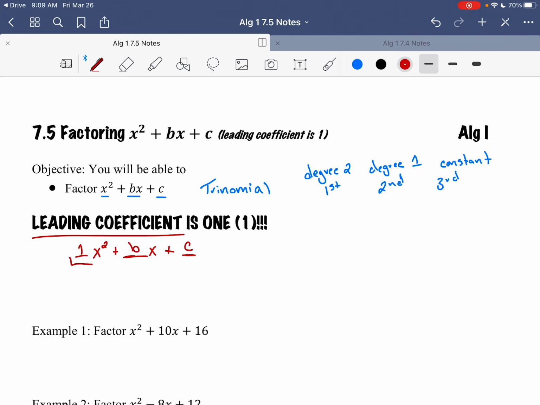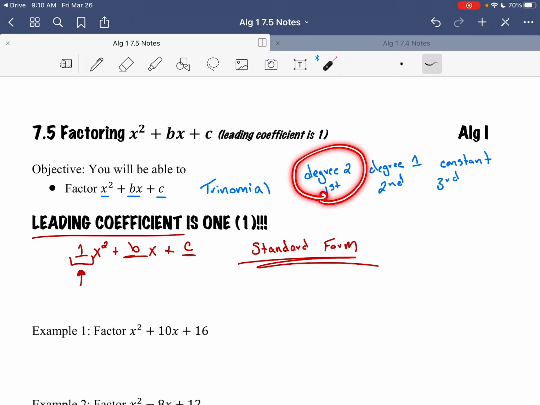But an important thing to remember, the process we're doing today only works when that leading coefficient is 1. If that leading coefficient is something other than 1, then we're going to have to learn some other methods. Also, we're only able to factor if it's in standard form. So we need it in standard form, meaning we want it in decreasing degree. Hence, start with degree 2, then degree 1, and then a constant. It needs to be in that order. If it's not, you have to rearrange it. So you might need to rearrange.